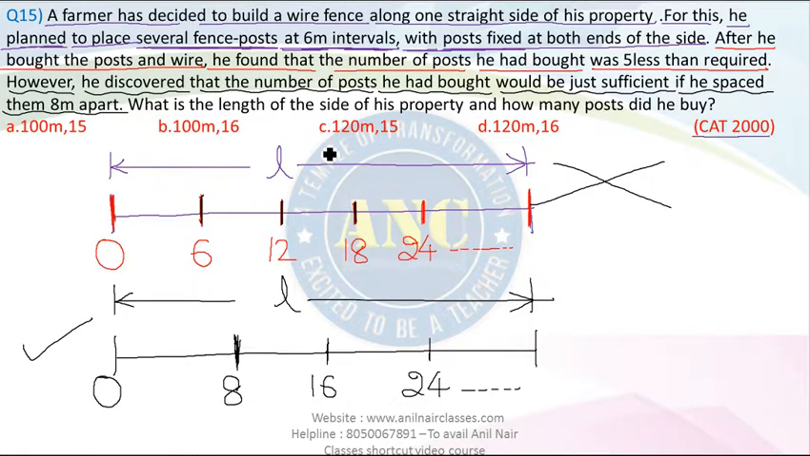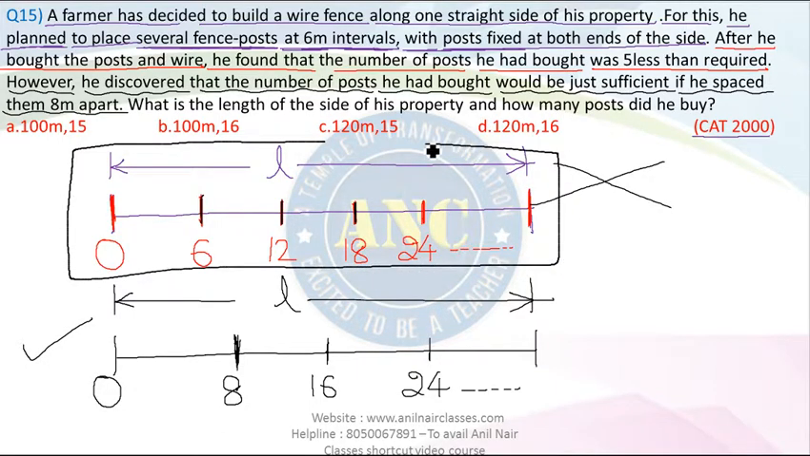But in the first case, if he is placing them at 6 meters apart, definitely he should go to the shop again and purchase a few more extra posts. But he realized that he doesn't want to purchase anything extra, so he is placing the posts 8 meters apart right now. Now your question is, what is the length of the side of his property?